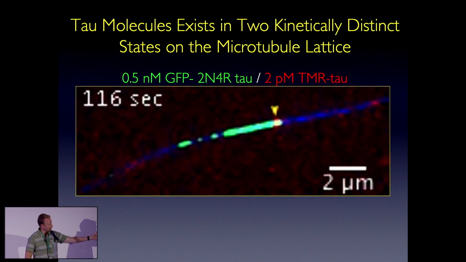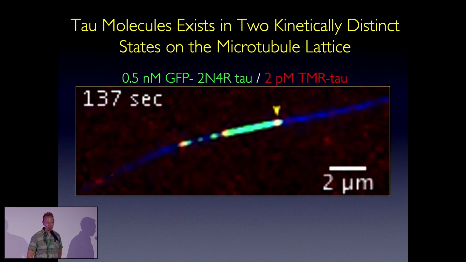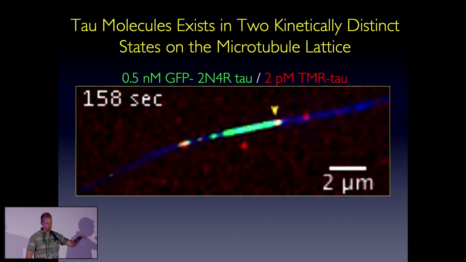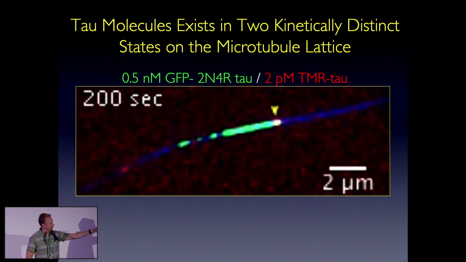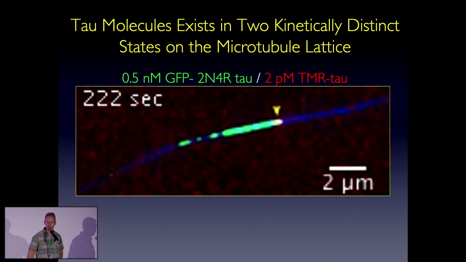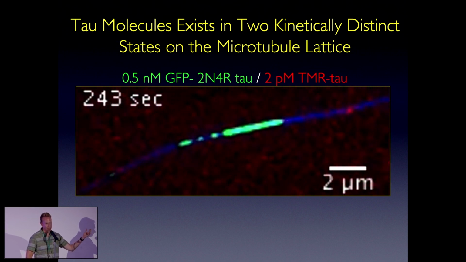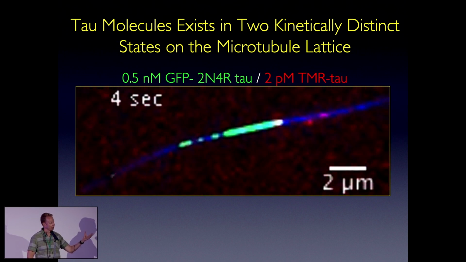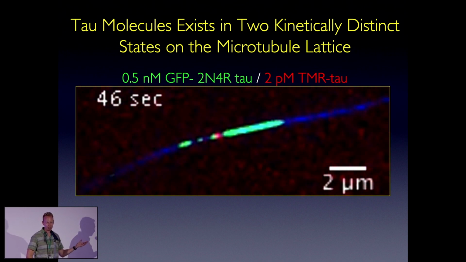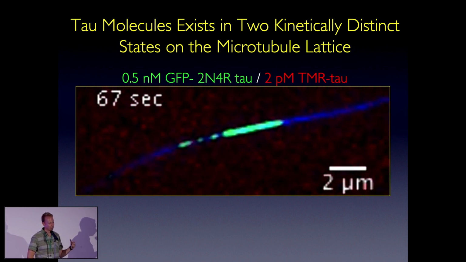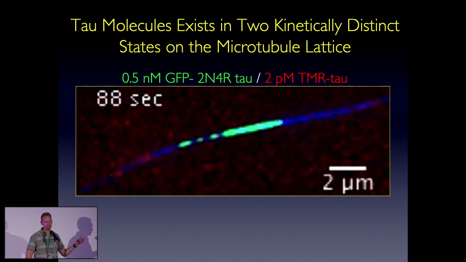And what you can see is that the single tau molecules are very dynamic. They bind to the microtubule and they diffuse along the microtubule surface. But once a single red molecule enters into the green tau envelope, I hope you can observe that it becomes trapped or entrenched in that tau envelope. So the molecular dynamics that you're observing live here are actually changed when the tau encounters one of these tau envelopes.